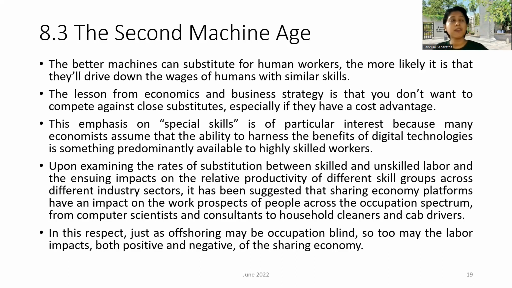So it can range from even high-end jobs like computer scientists and consultants to even low-skilled work such as house cleaners and even cab drivers, right? In this respect, just as offshoring may be occupation blind, so too may the labor impacts, both positive and negative, of the sharing economy. So just like offshoring was occupation blind, we saw not only manufacturing, even services can be outsourced. It can be offshore, even services can be offshore. Even high-skilled jobs and low-skilled jobs can be offshore, right?